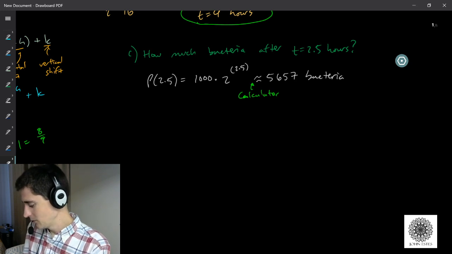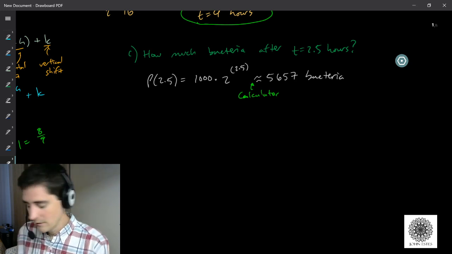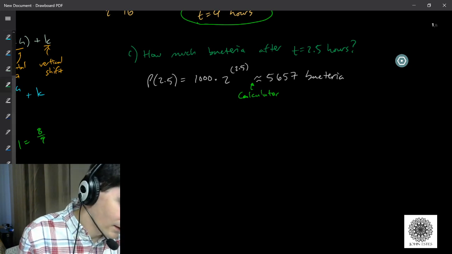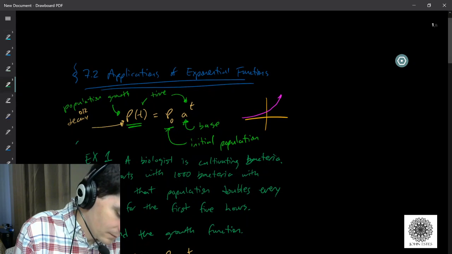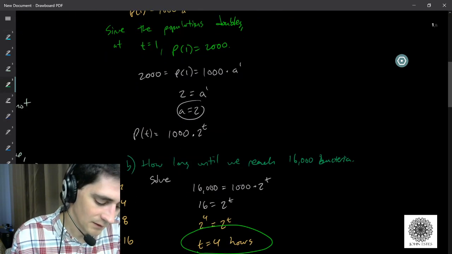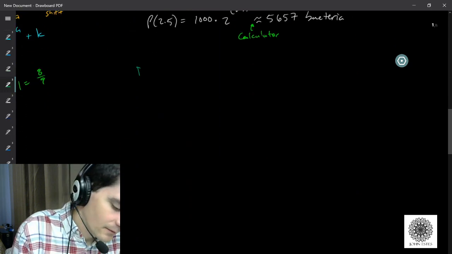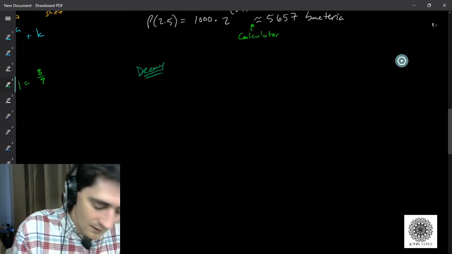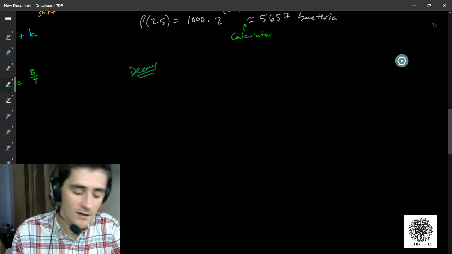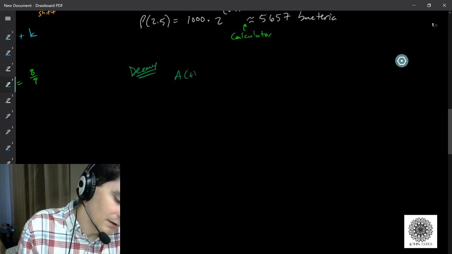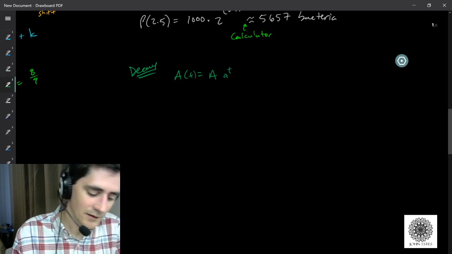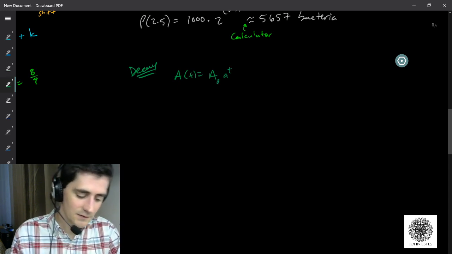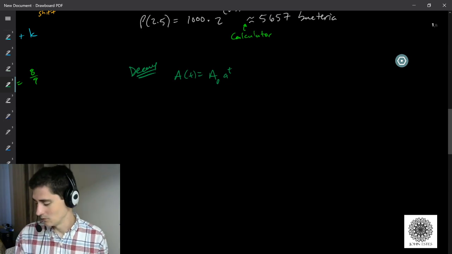Okay, now the other thing we could look at in terms of an application is decay. I mentioned that. All right, so let's label this one growth. This first example is growth. Now let's look at a decay situation. All right, now with decay, you get the same function, we'll call it a sub 0. So it's the exact same model, okay?